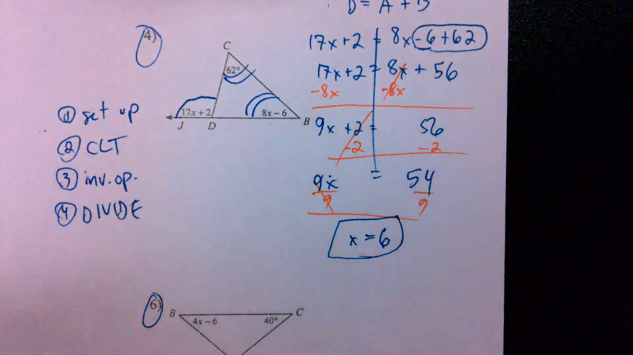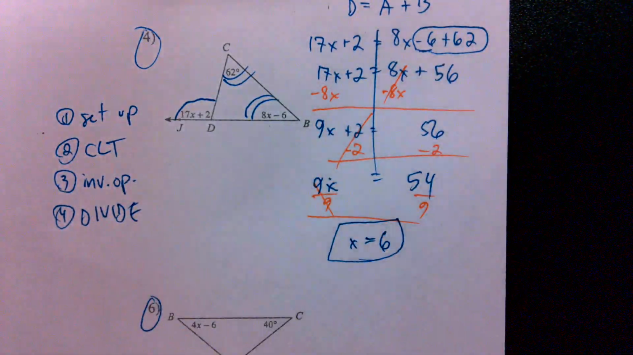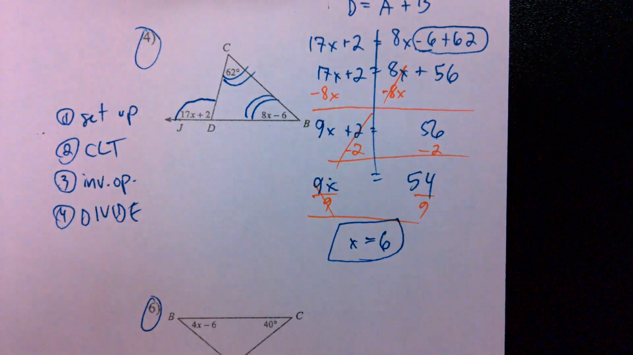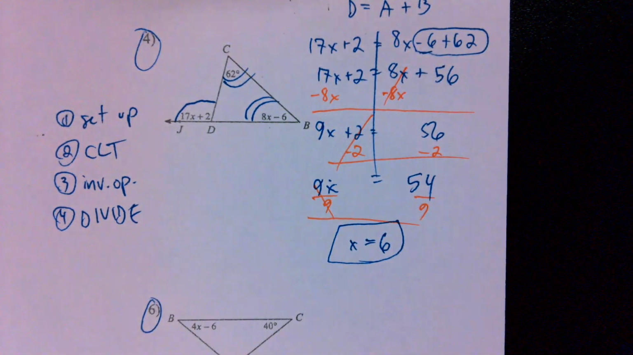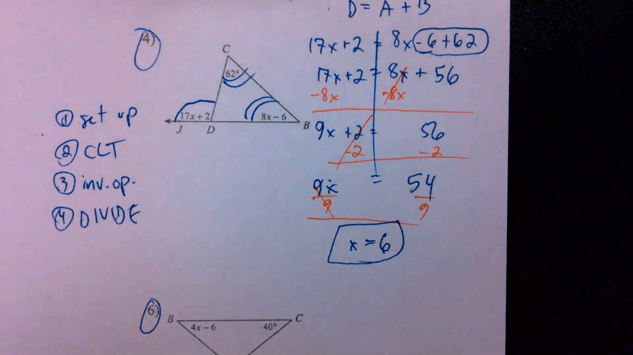Those are the same 4 steps every single time. We set it up. We combine the like terms that we have. We bring our variable term to the left, constant term to the right in step 3, and then we divide by whatever's in front of x. It's a very repeatable pattern, hopefully.